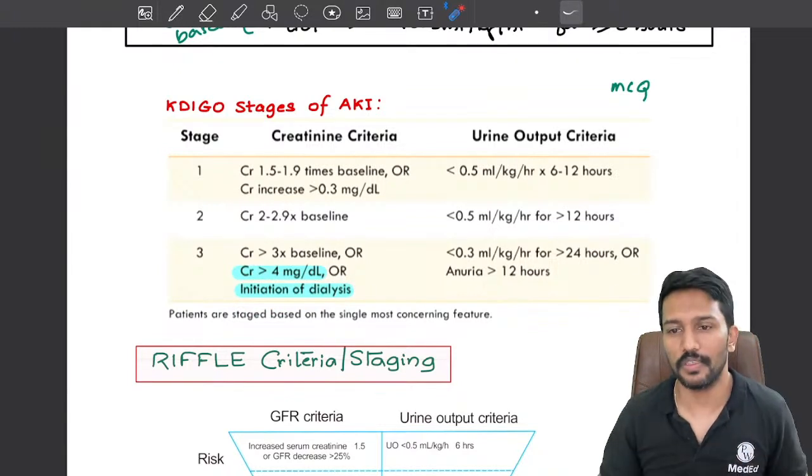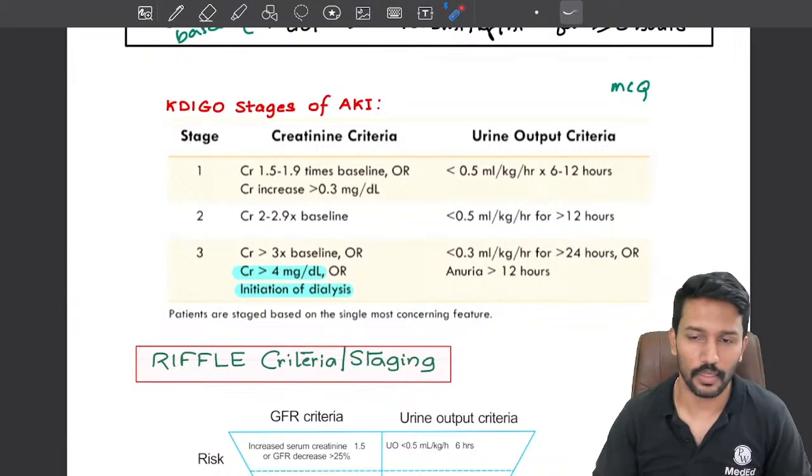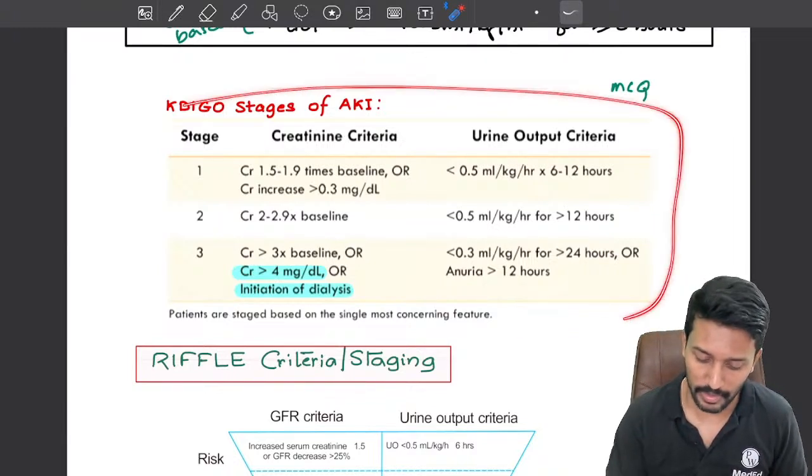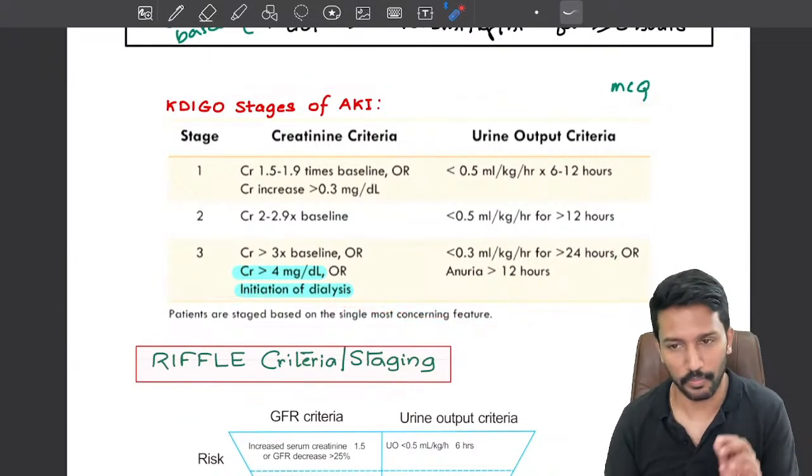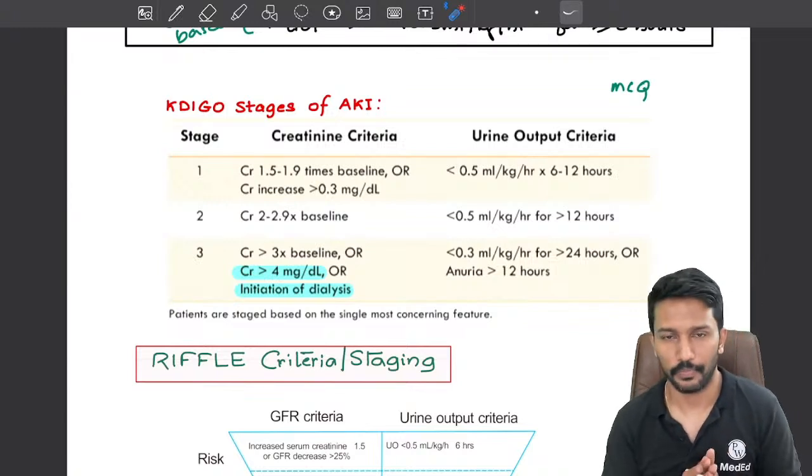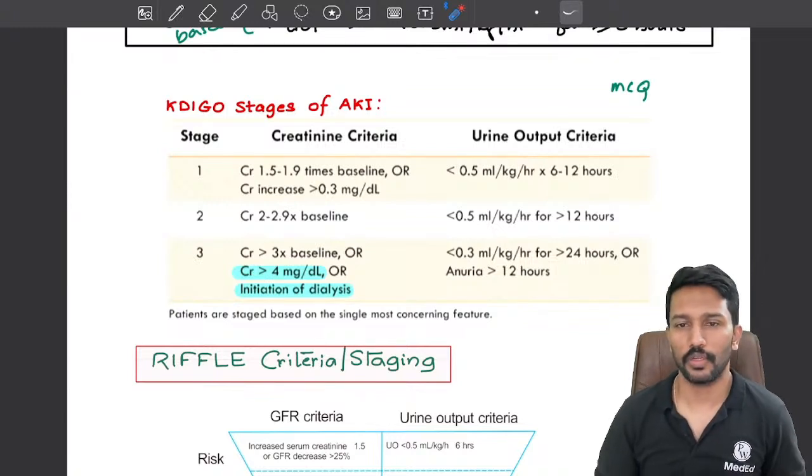So please be vigilant when you assign the stage to acute kidney injury patients, and I want you to memorize this table. It is worth spending 5 minutes trying to remember this table. Okay. Second part, urine output criteria.